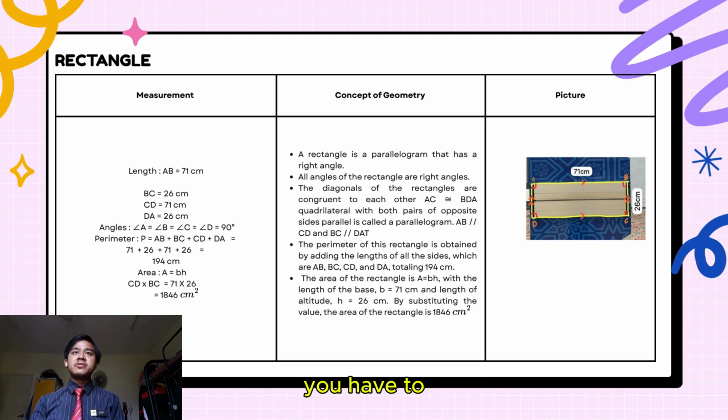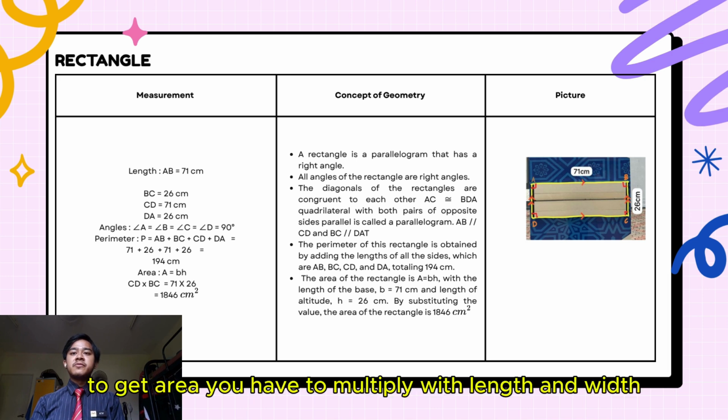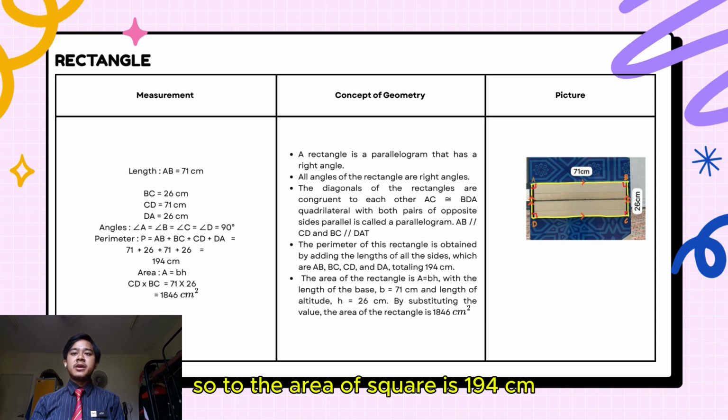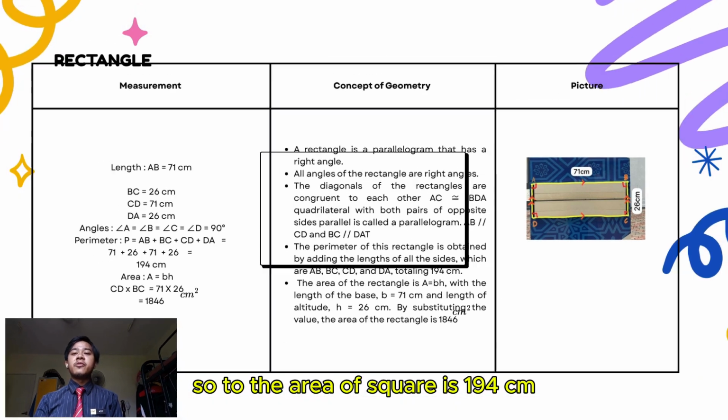To get the perimeter, you have to get the total of all the measurements of the sides. So the perimeter is 194 cm. To get the area, you have to multiply length and width. So the area of the rectangle is 194 cm.